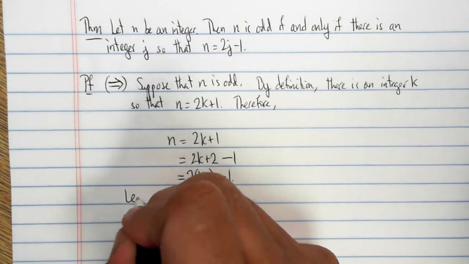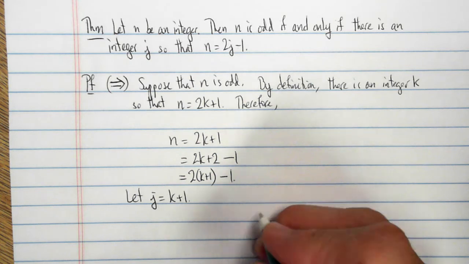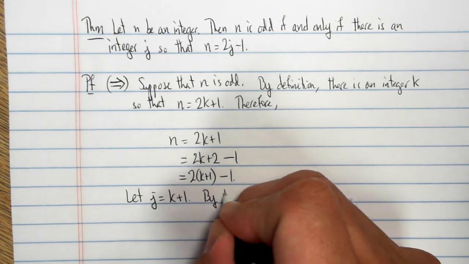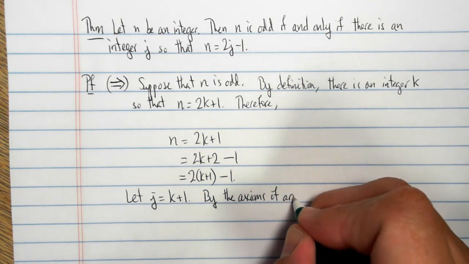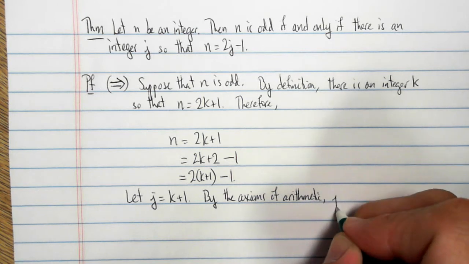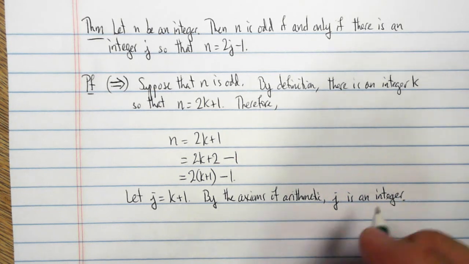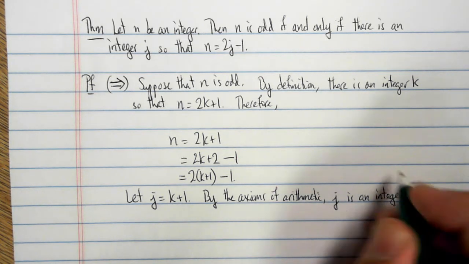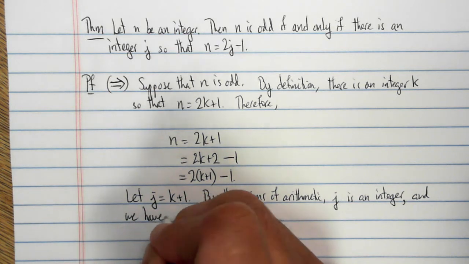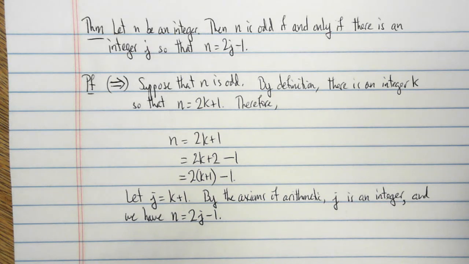Okay, now we basically have it. Let j be equal to k plus 1. By the axioms of arithmetic, j is an integer. k is an integer, 1 is an integer, and therefore k plus 1 is also an integer. And we have the desired conclusion that n is equal to 2j minus 1. Okay, so that's one direction.